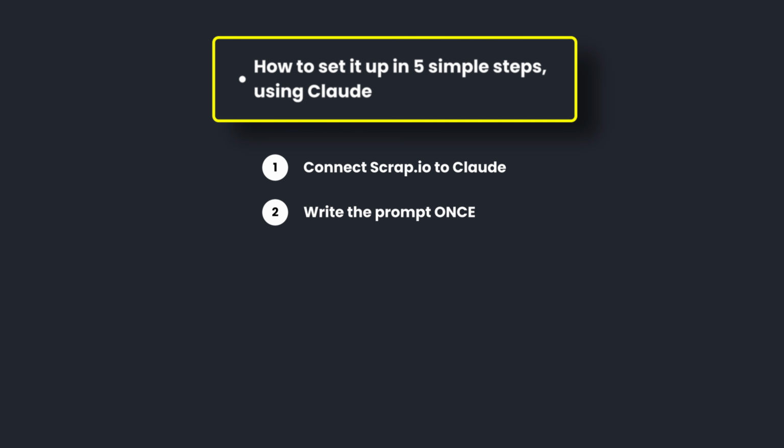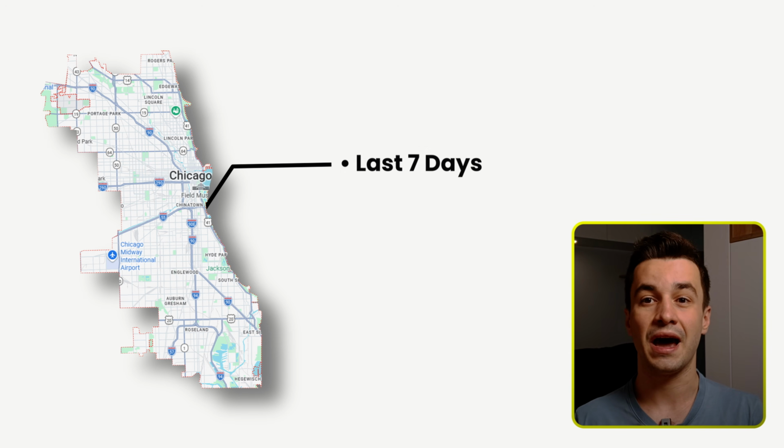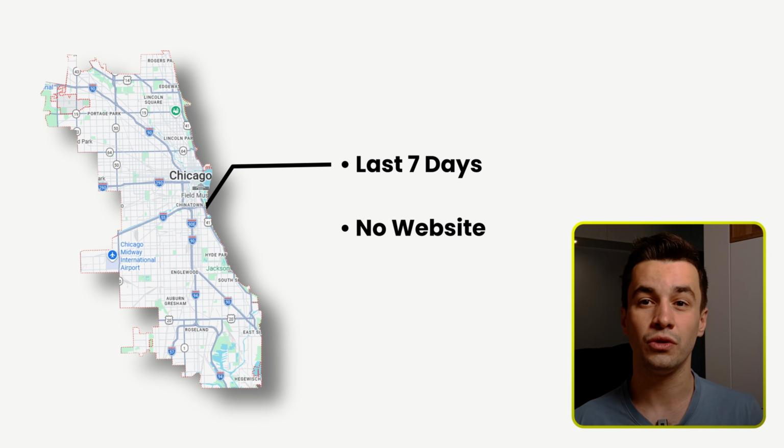Step 2. Write the prompt once. Let's get the prompt right by running it live once to make sure that the output is exactly what we want. Here is my scenario. I run a web agency in Chicago and I want to get all businesses that appeared on Google Maps in the past 7 days with no website.